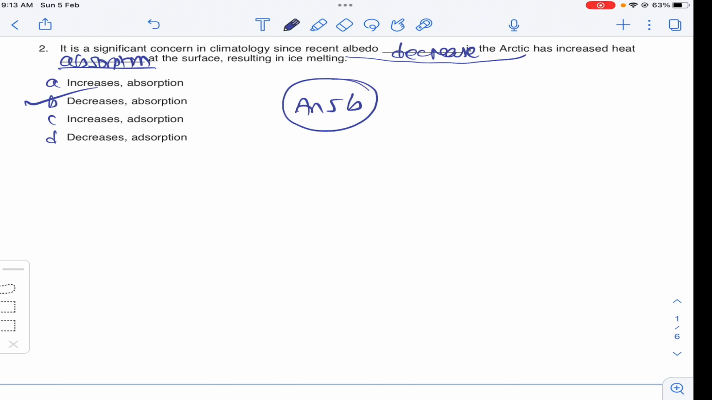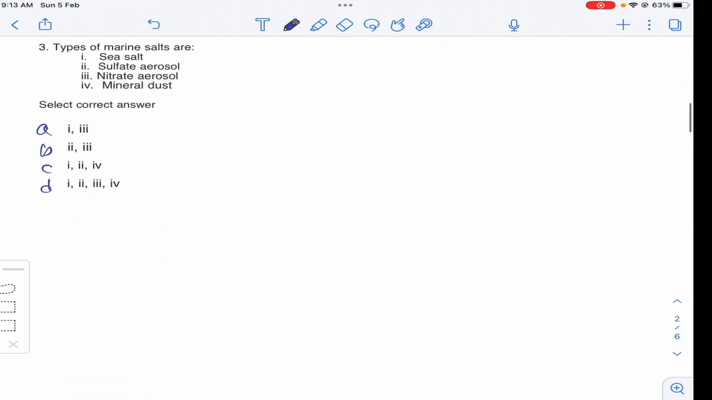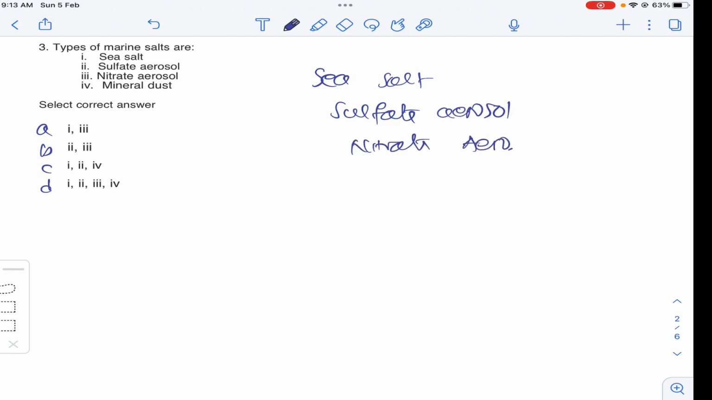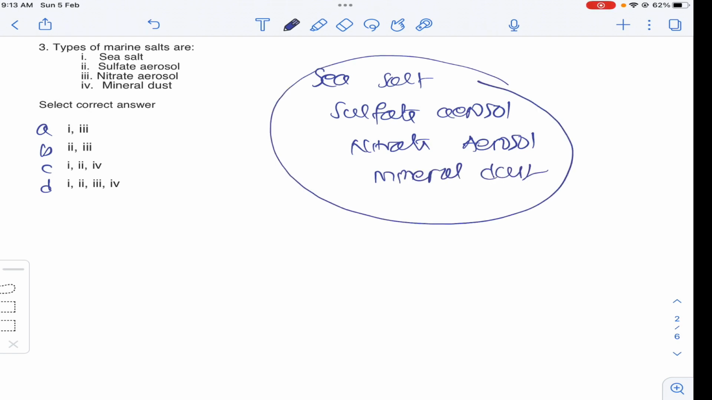Coming to question number 3, types of marine salts are obviously all the given salts: sea salt, sulfate aerosol, nitrate aerosol, and mineral dust. So these are all the types of marine salts. Answer D for question number 3.